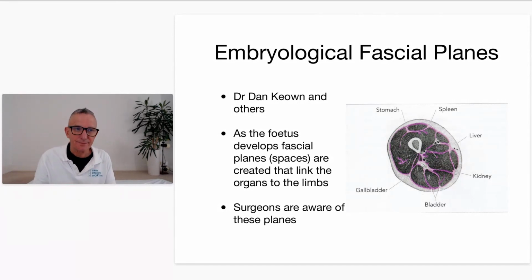Okay. So basically what Dan has done is he's mapped the embryological development of the human being, how it occurs into different layers, how those different layers develop into the 6 divisions, and how the fascial planes radiate out from the internal organs and into the limbs.